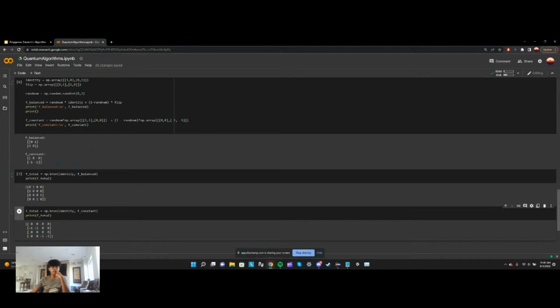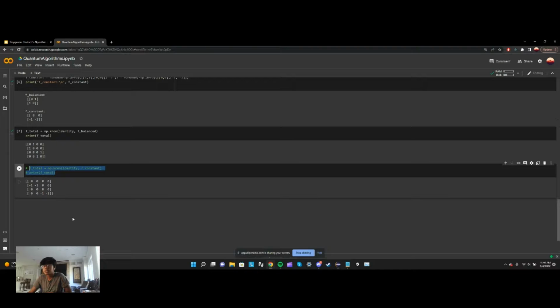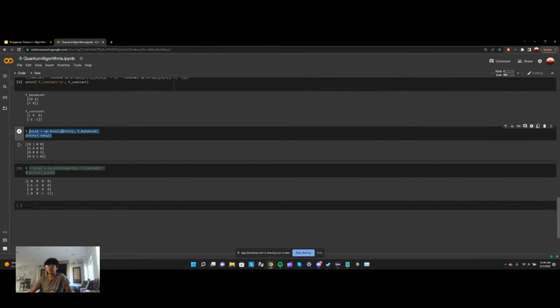Okay, so now we're going to be defining our Hadamard operator again. And then we're going to be creating an algorithm, just using our Kronecker product by applying the Hadamard operator to 2 qubits. And then we're going to be matmuling our total by our algorithm, right? But so far, we're just doing it for the balanced one. So for now, we can just comment that out. So that f of total is the Kronecker product of identity and the balanced.